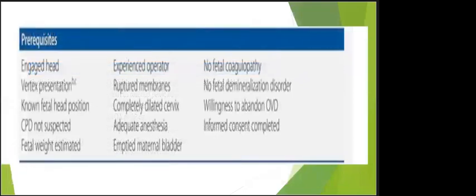So what are the prerequisites? The head should be engaged. It should be crowning. It should be there already. The head should be in a vertex presentation. You know the fetal head position, but sometimes this could be difficult, especially if there's already kaput, since the patient has been in labor for quite a long time. CPD is not suspected. The fetal weight you have already estimated.